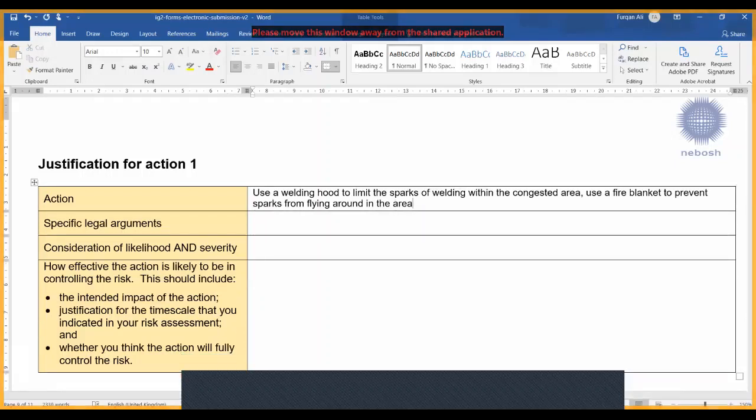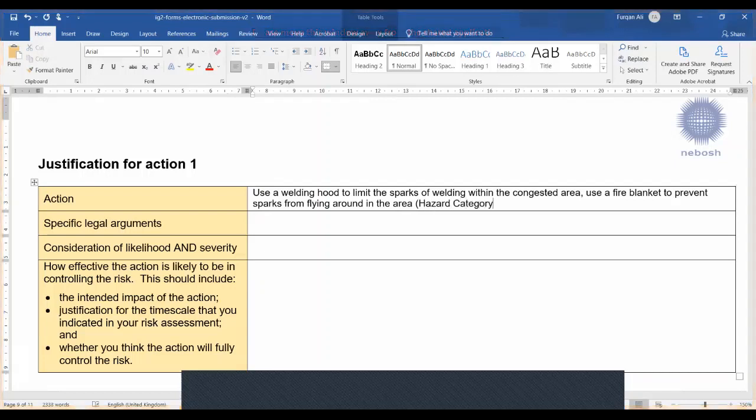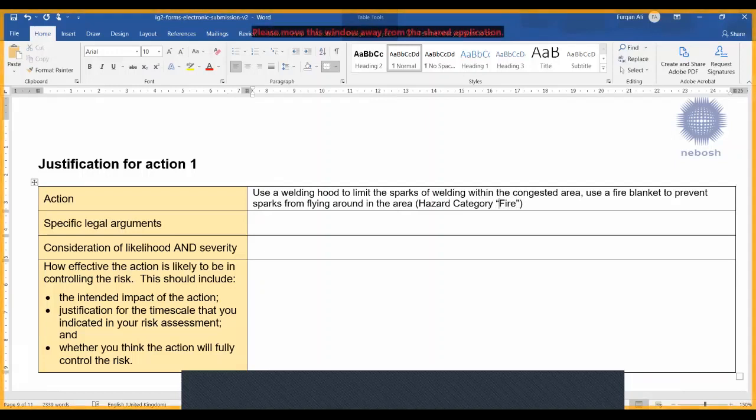Okay, and I will mention here hazard category: fire, so that it is easy for the examiner to find which hazard category. Okay, now I need to give specific legal arguments here. What are the specific legal arguments here?